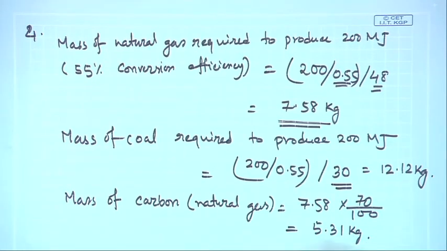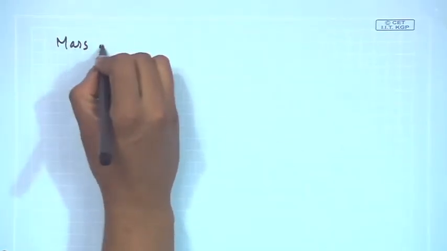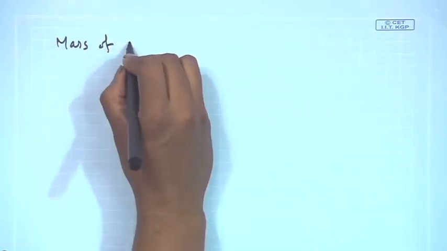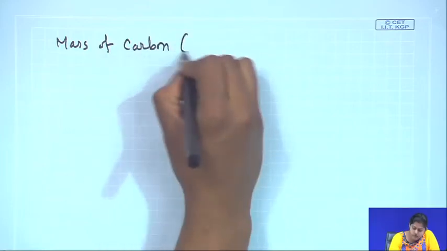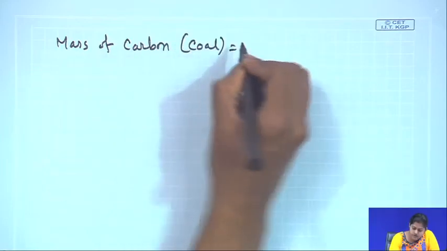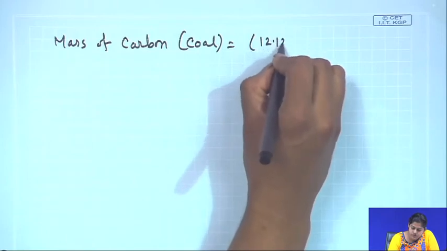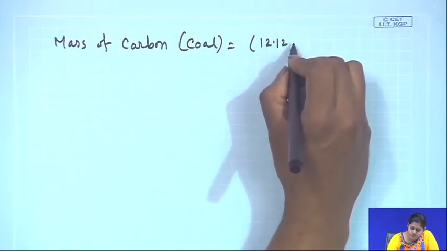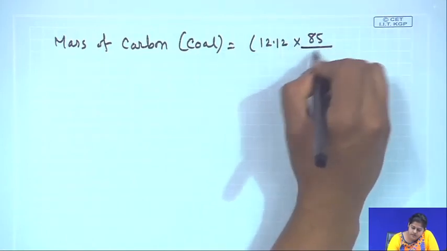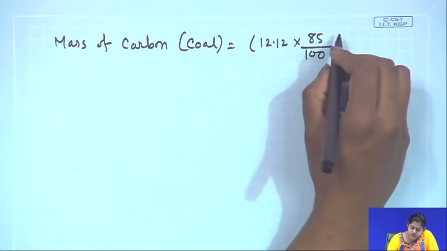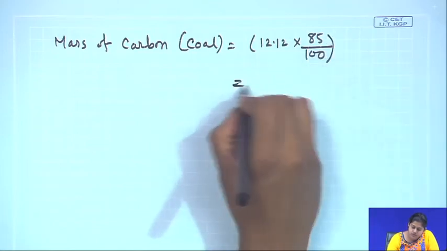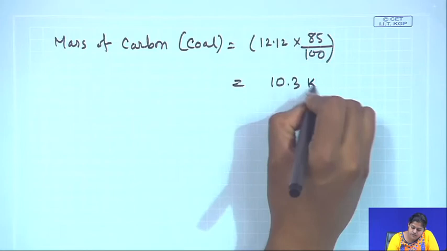Similarly, we will calculate the mass of carbon for coal. This will be 12.12 into 85, because 85% is the carbon content of the coal. So, this will be 10.3 kg.